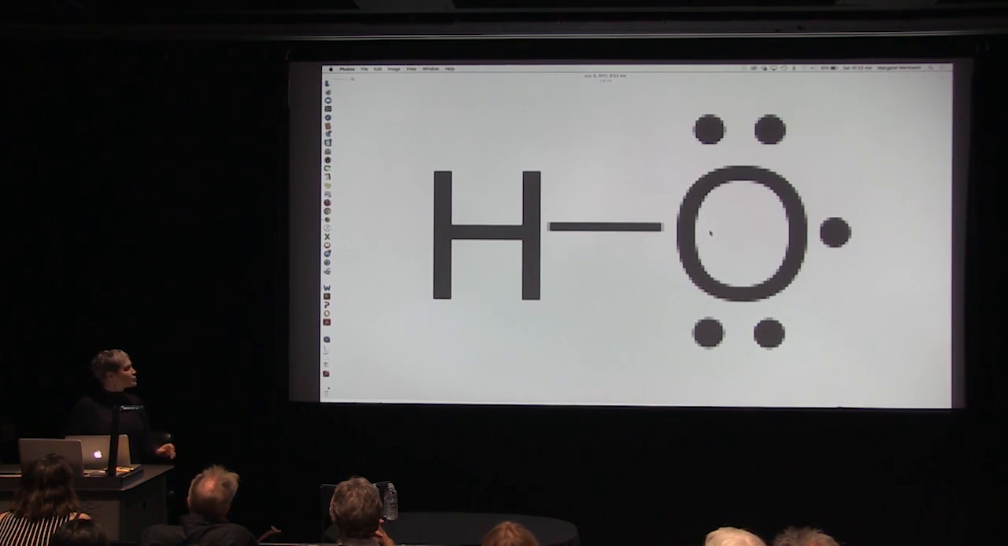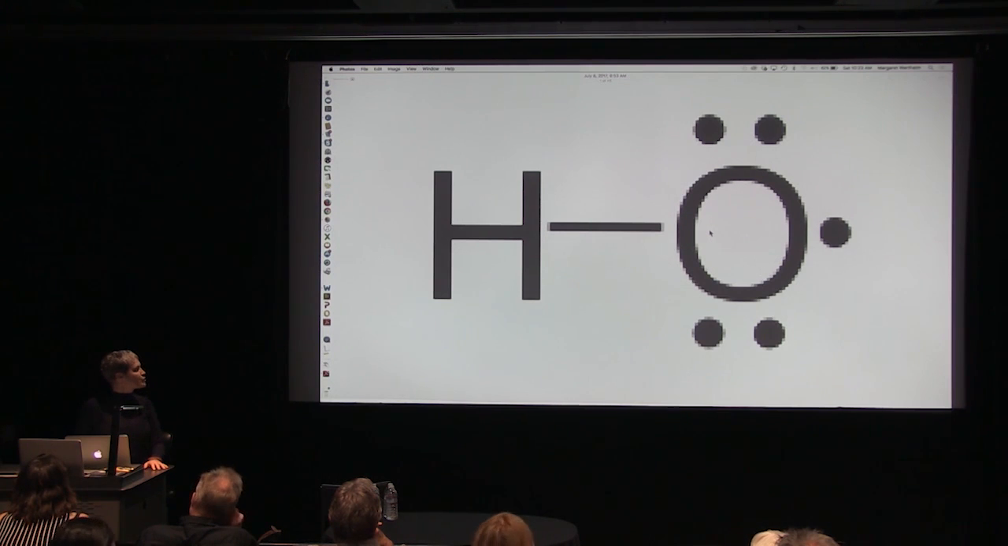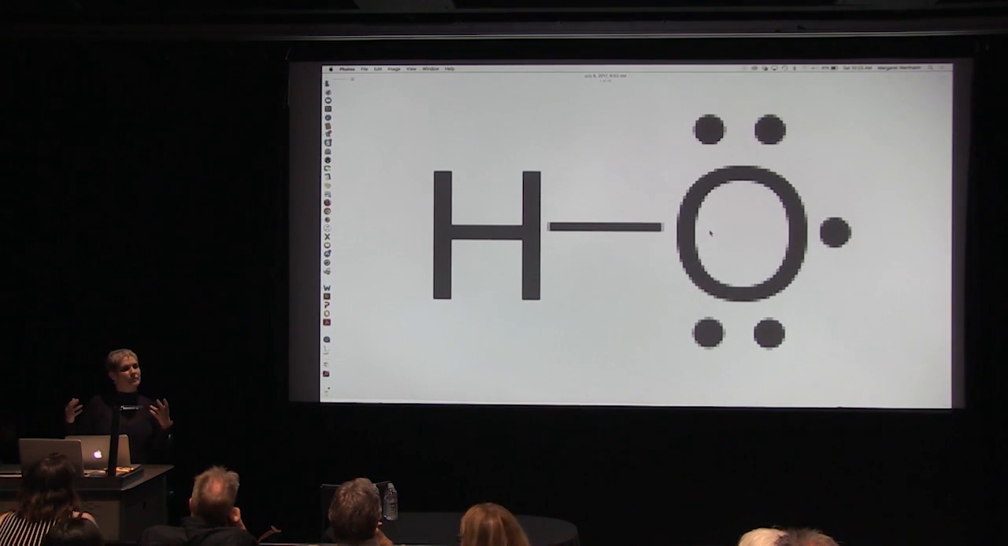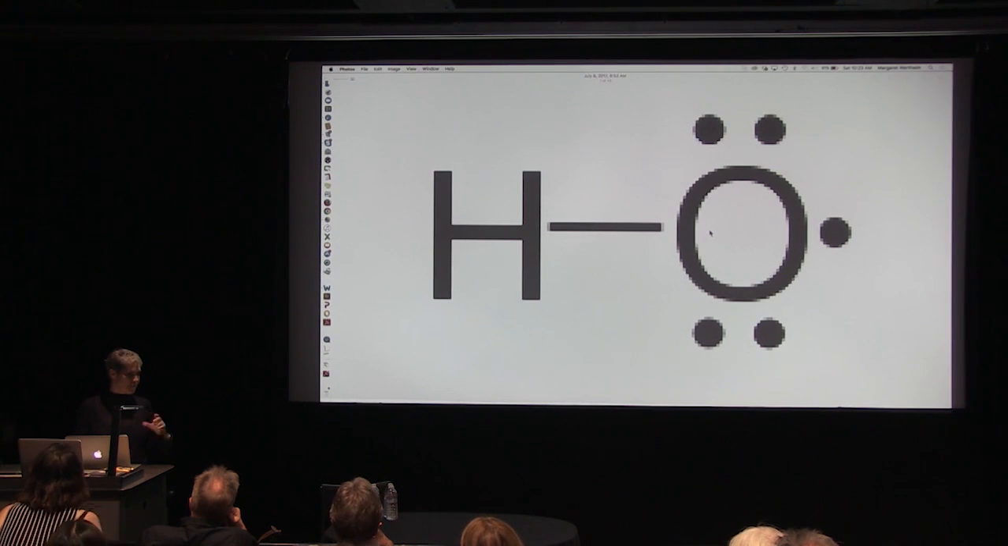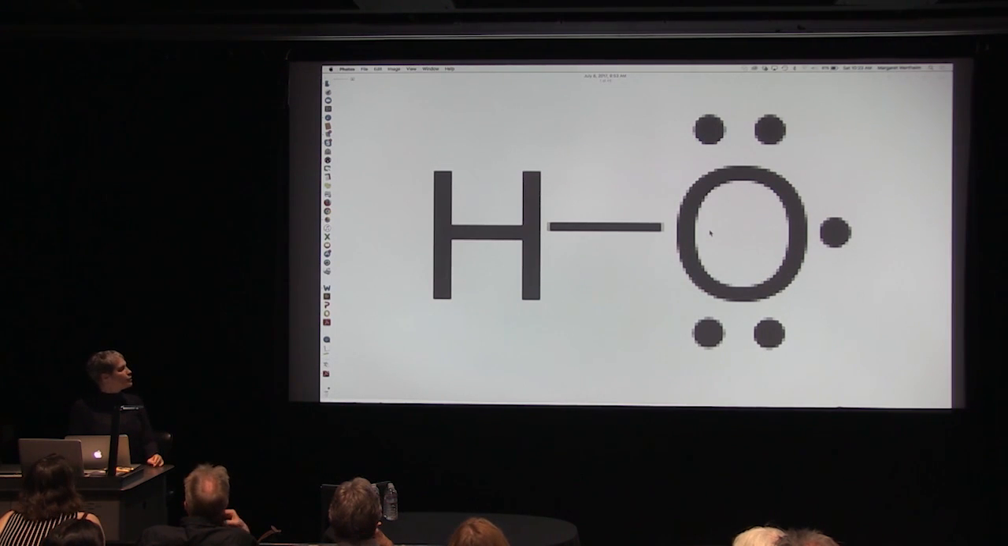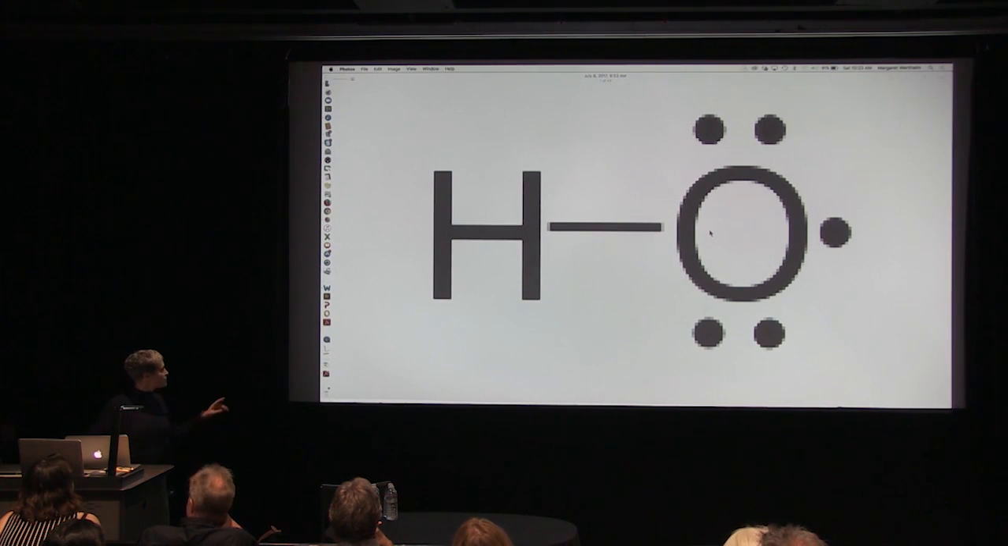So what we have on screen here is a free radical. It's the hydroxyl radical. And for those of you who know science, you will know that free radical is an incredibly important term in chemistry. It refers to a huge group of molecules that have what's called an unbound or free electron. So what we have here is the hydroxyl radical, which is oxygen bonded to hydrogen.